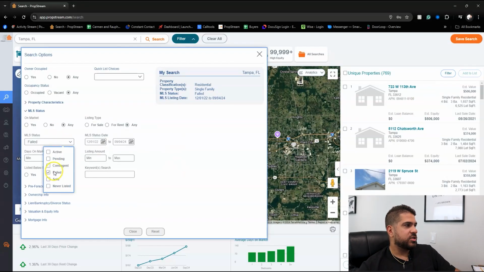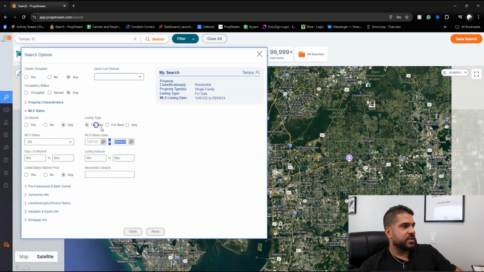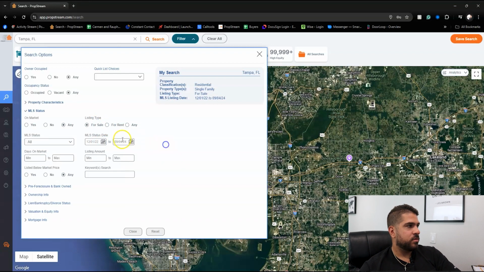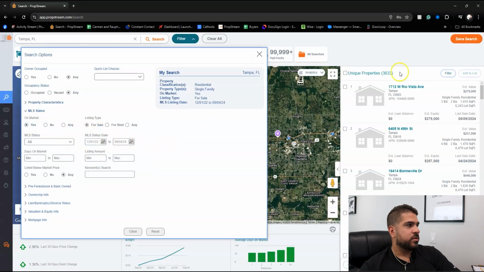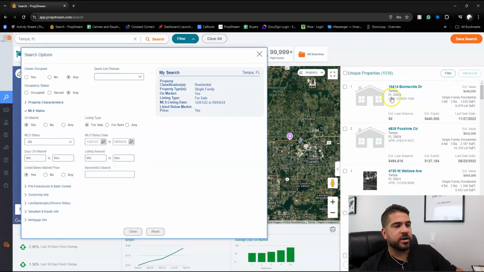Sometimes you can even do this. You can just go and say it's for sale, let's say it's on the market for sale, and let's say it's listed below market price, and you got 1500 properties. So Propstream analyzes market price per their analysis of the property, right? And most of the time I think they do it by just square footage and stuff like that. So in my opinion, not super, super important. So listed below market price, okay, great.